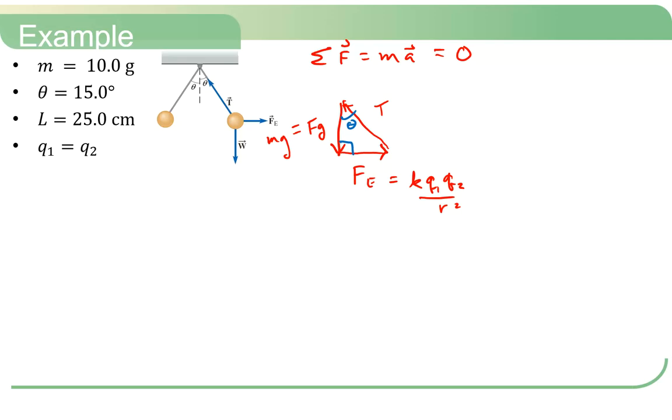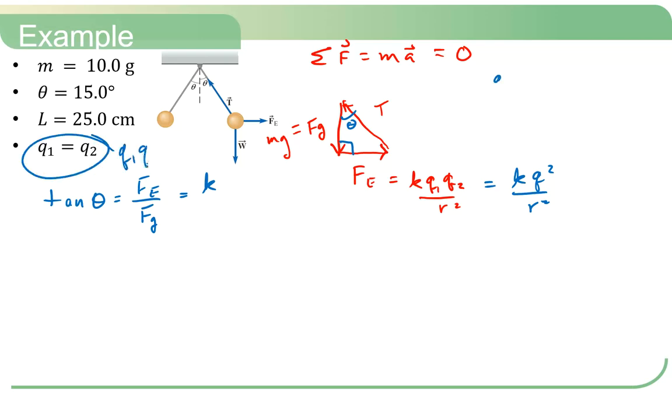Which side is the force of gravity? Adjacent side. What trig function relates those two? Tangent. So what we have is tangent of theta is equal to the opposite side divided by the adjacent side. Because Q1 equals Q2, I just changed Q1 times Q2 to Q squared. That's the top divided by mg. There we go. So now I have an equation that says tangent theta is equal to kq squared over r squared mg.